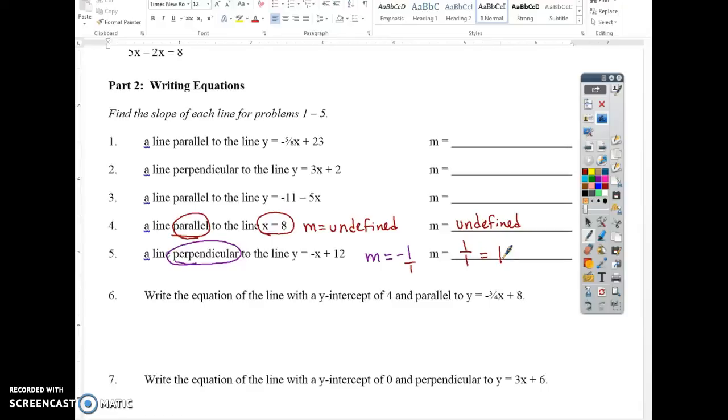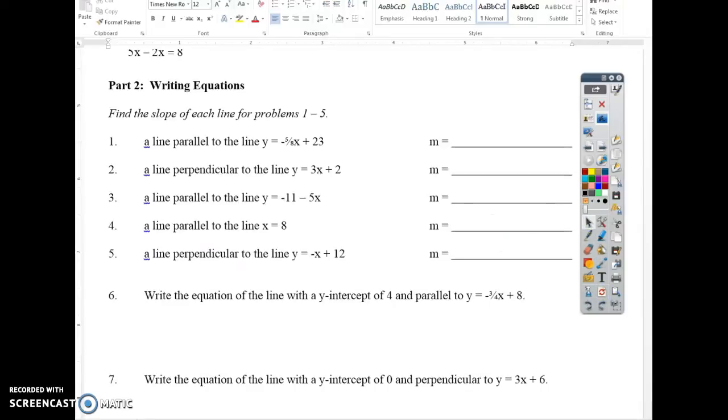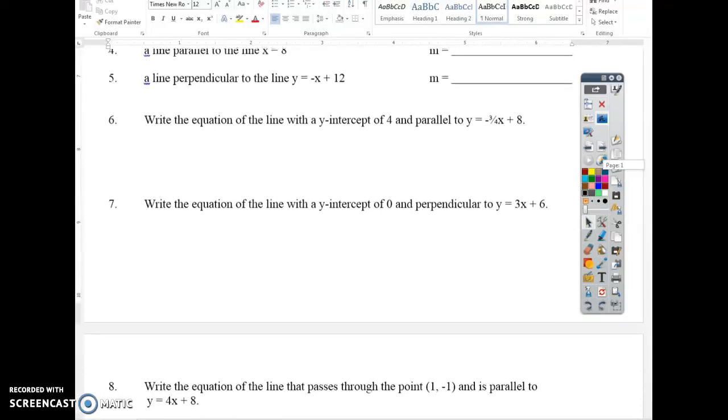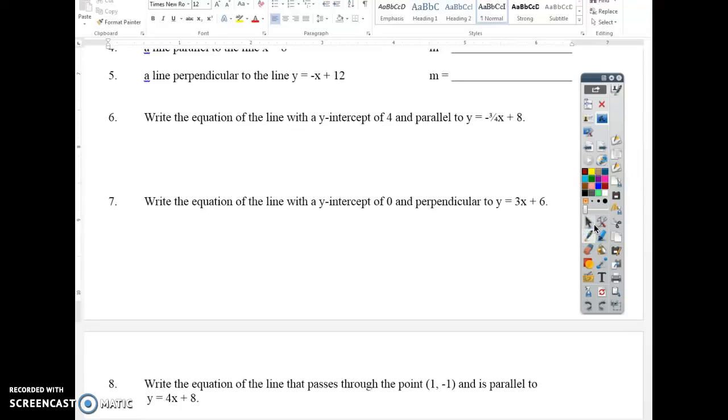Problem number 6 and 7. They're giving you a y-intercept. That's your B. So these should be easy. You just need an M and a B to write the equation.